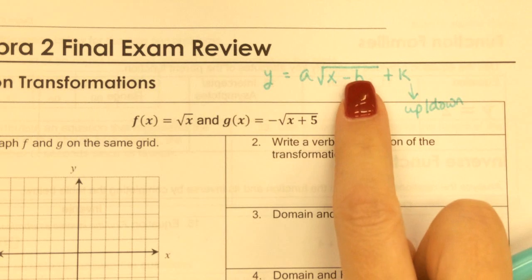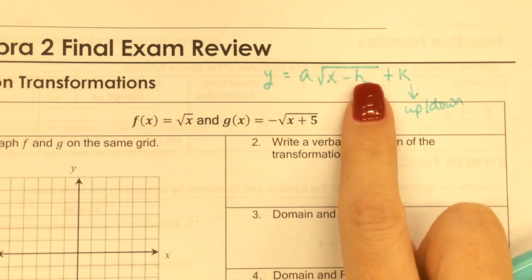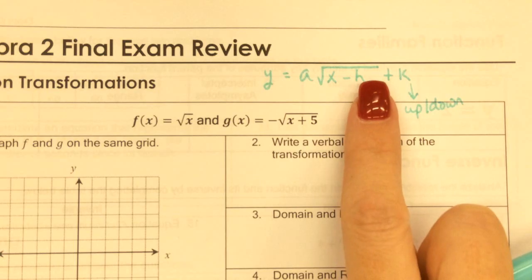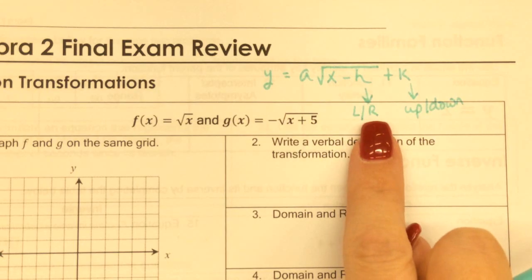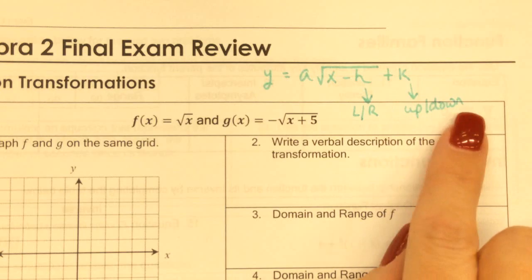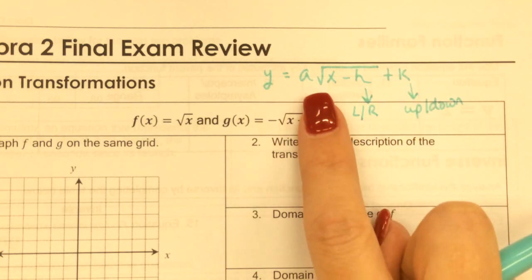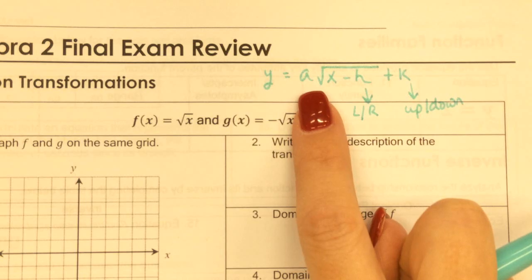Now remember, if it's x minus, let's say 3, that actually makes it go right 3. It's kind of the opposite of what you'd expect. If it was x plus 3, then that would go left 3. So this one moves it left to right, and the k moves it up or down, and it's exactly what you'd expect. Plus moves it up, minus moves it down. The a affects how wide or narrow the graph is, and also if it's reflected. If it's negative, it's going to be reflected.